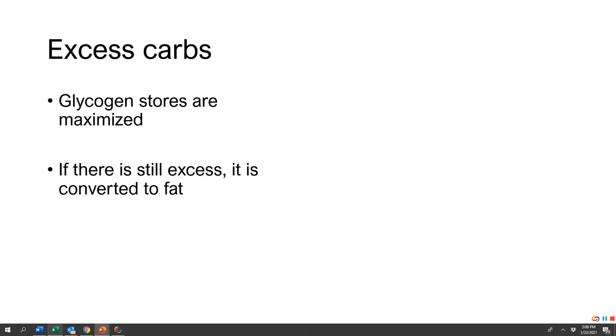Okay, so when it comes to excess carbs, well, we first store it as glycogen, and if we've filled up all the storage space that we've got with glycogen, then it's converted to fat. So if we eat too many carbs, we can end up creating fat, and that's one of the things that many of us try and avoid. So we're going to end there with carbs, and we're going to talk, like I said, proteins, fats, minerals, and water.